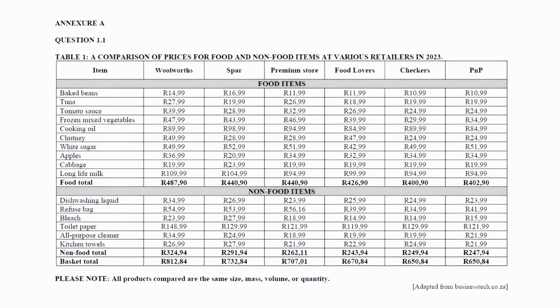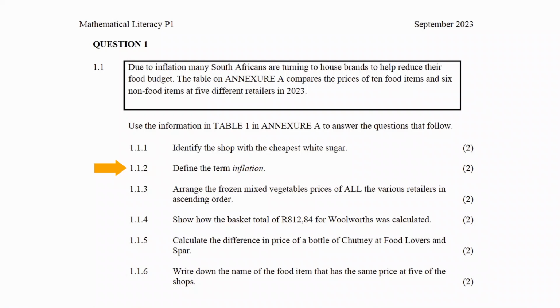Since white sugar is a food item, it will be found in this section of the table. From the item column, we see that white sugar is listed here. Comparing the prices of the retailers, we see that the shop that offers the cheapest white sugar is Food Lovers. In question 1.1.2, you have to define the term inflation. Inflation can be defined as the increase in the cost of goods over a period of time.